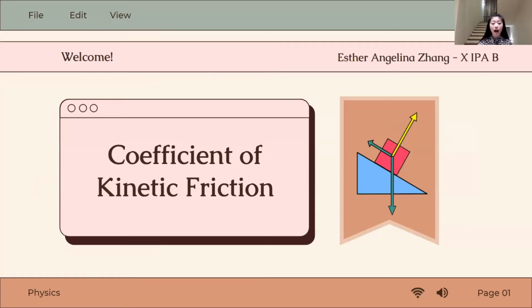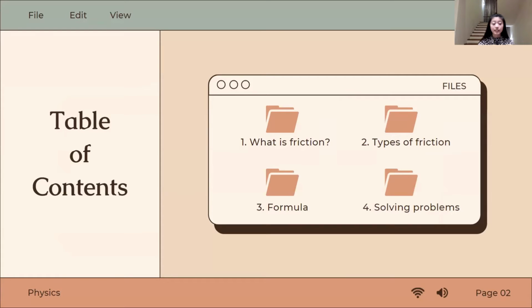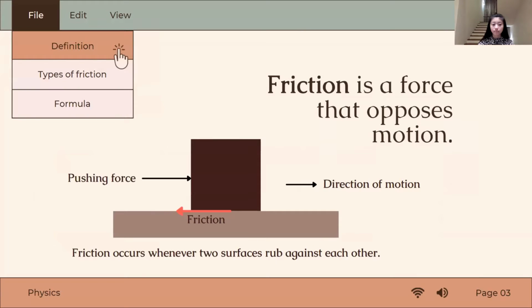And right now, I'll be discussing one of the physics topics, which is the coefficient of kinetic friction. This is the table of contents. We have what is friction, types of friction, formula, and for solving problems. We are in the definition page.